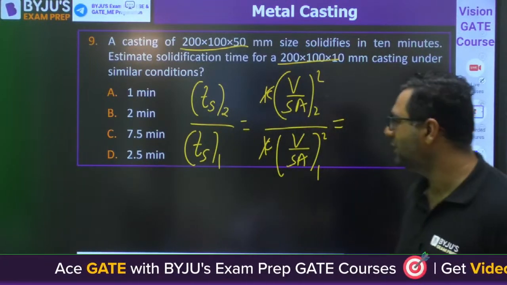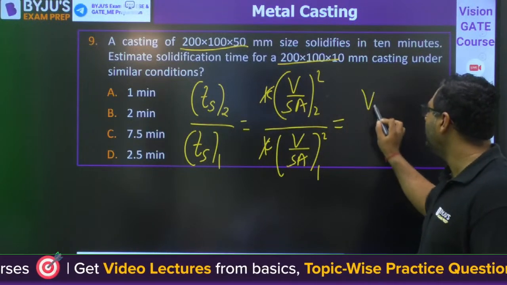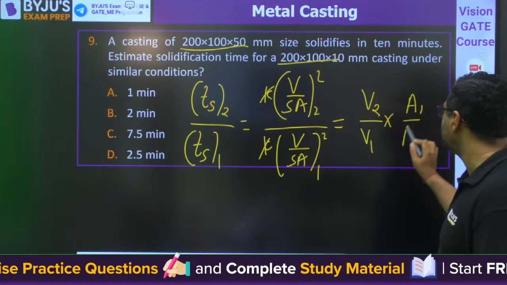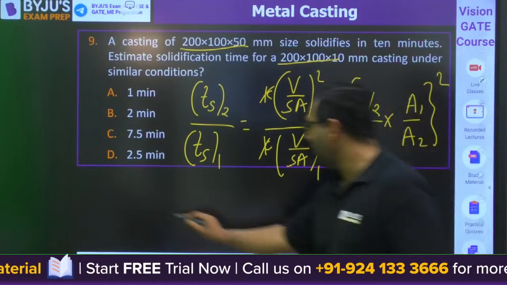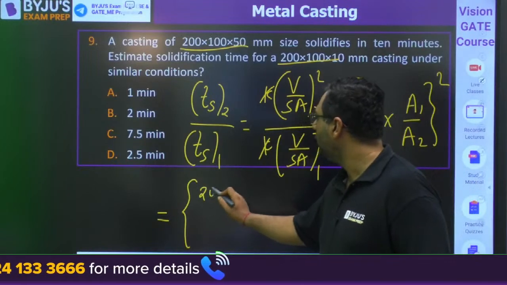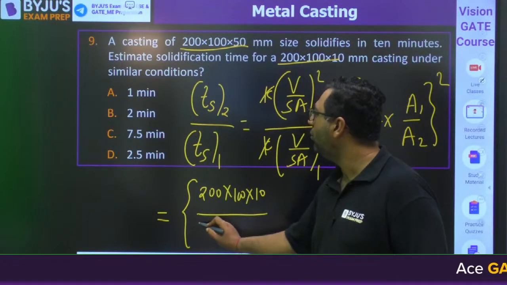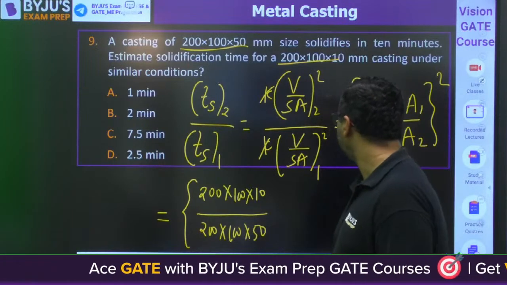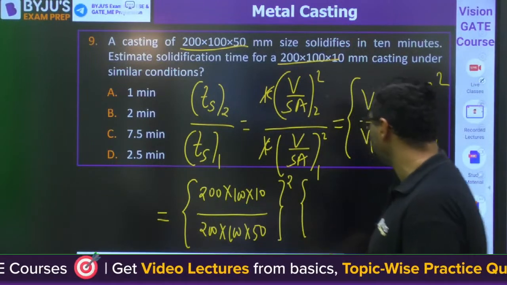What would be the answer for this, guys? First of all, you need to understand what this is. It is V2 by V1 into surface area 1 by surface area 2, the square of this. So you can write volume of 2, 200 cross 100 cross 10. Volume of 1, 200 cross 100 cross 50. Okay, the square of this, into surface area.